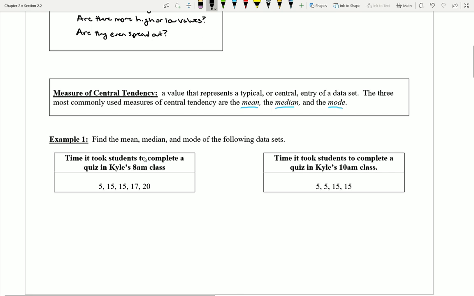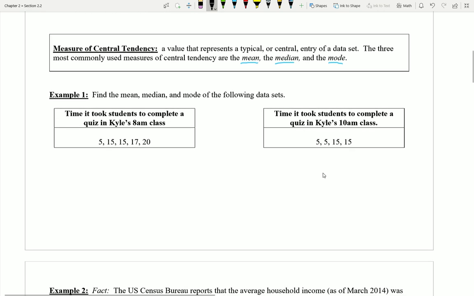I want to find the mean, median, and mode for each of the following data sets. Now, each of these apparently are data sets that recorded the time it took for students to complete a quiz in my 8 a.m. class and in a 10 a.m. class in a previous semester. Well, let's start by calculating the mean. You might recall that another name for the mean would be the average, right? They're the exact same thing. They're just synonyms of each other.